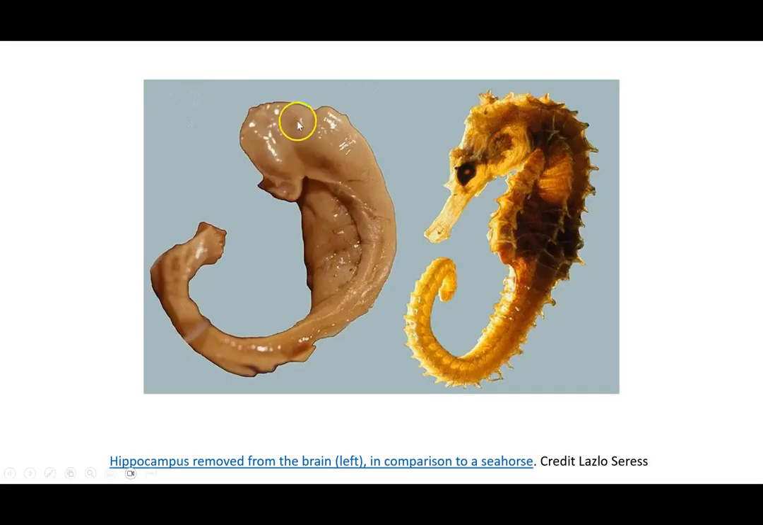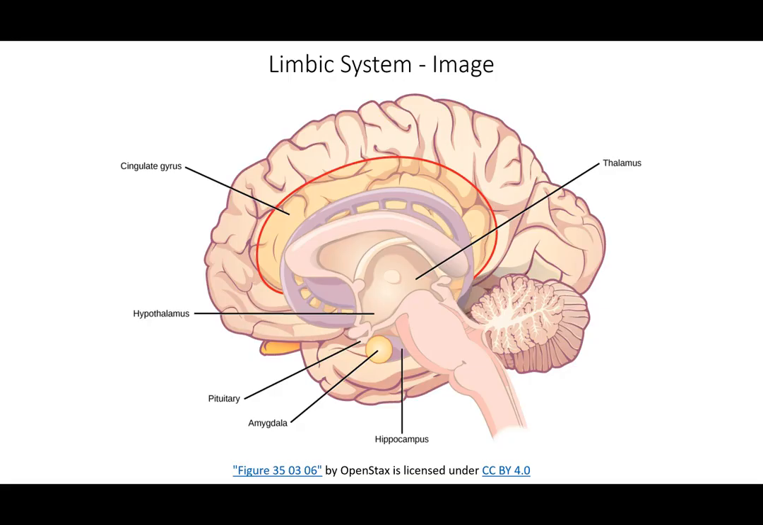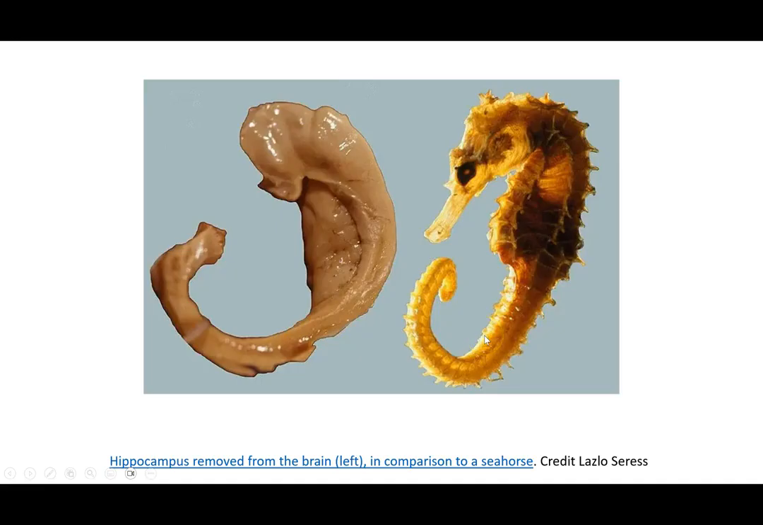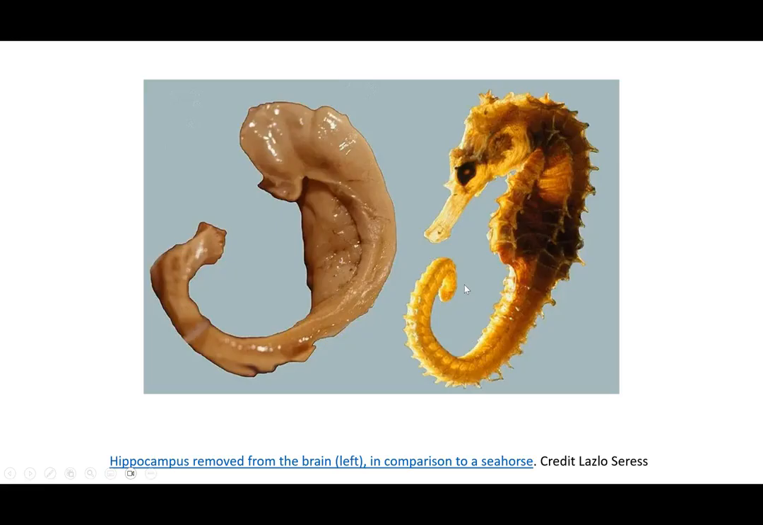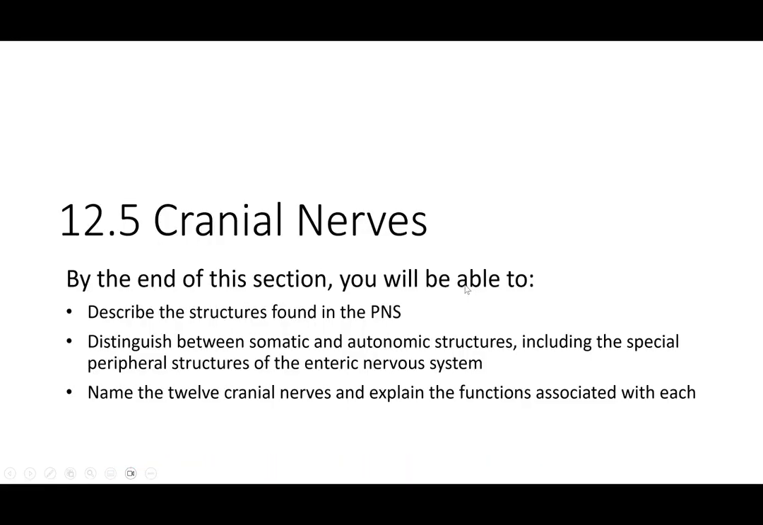So this is what the hippocampus looks like if we were to remove it out of the brain. Here's a seahorse. So hopefully that helps a little bit. I know if we look at this image, it's really hard to kind of visualize that looking like a seahorse, but maybe this makes it a little easier. I still think that diencephalon and brainstem look a lot more like a seahorse than the hippocampus does, but hopefully that helps. And we will continue the next video talking about cranial nerves.